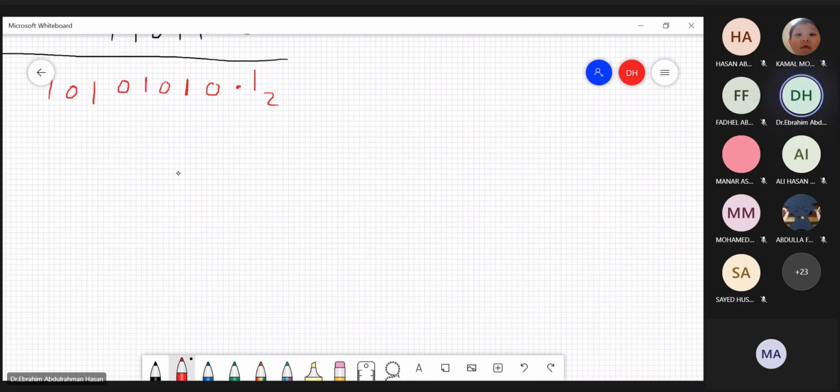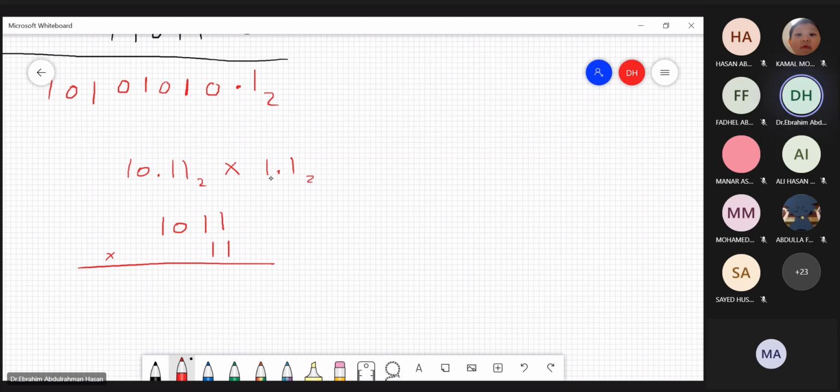Multiplication is very easy. So suppose I have 1 0 1 1 multiplied by 1.1. So how to do it? Similar to decimal, just write it like this, without any decimal point, and multiply it. So when we multiply by 1, here it's easy because we multiply either by 0 or by 1. Multiplied by 1, we'll get the same number. Multiplied by 0, we'll get 0.